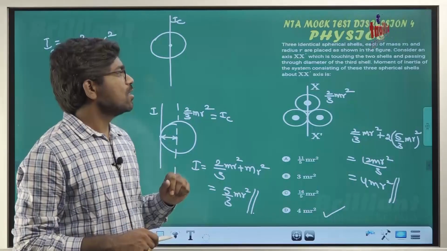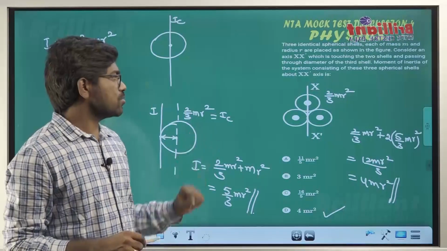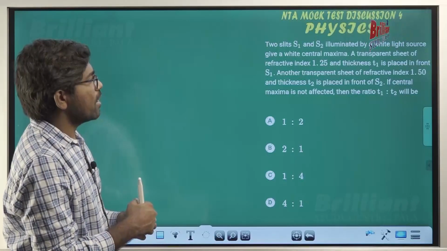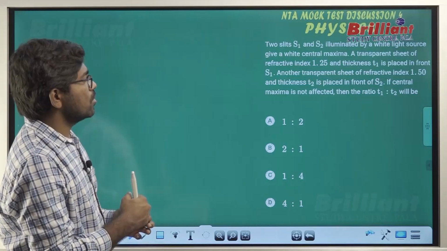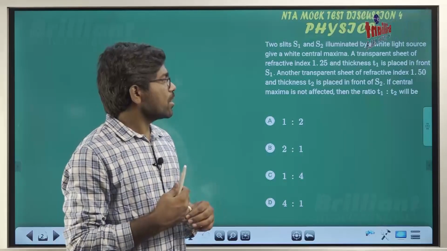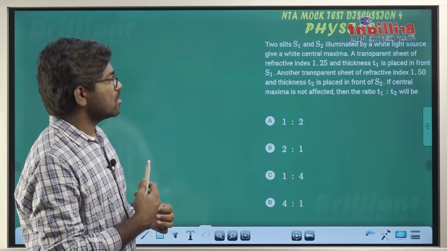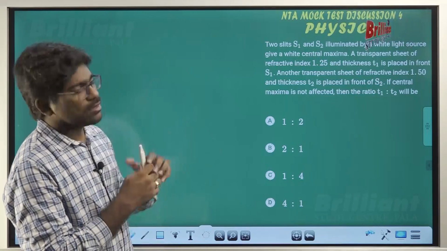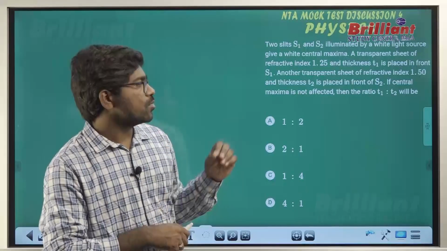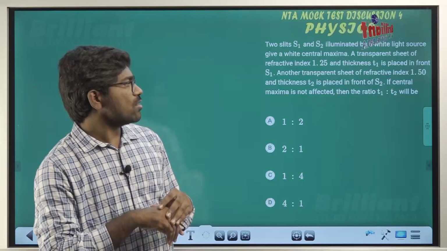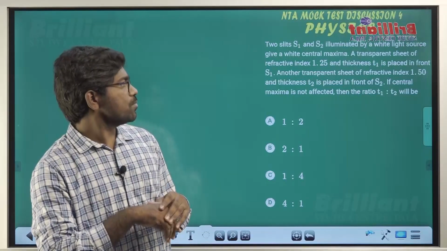So that's the thing. Let's look into the second question. Two slits S1 and S2 are illuminated by a white light source, giving a white central maxima. A transparent sheet of refractive index 1.25 and thickness T1 is placed in front of S1 and another sheet is placed in front of S2. Then if the central maxima is not affected, what is the ratio of T1 and T2?